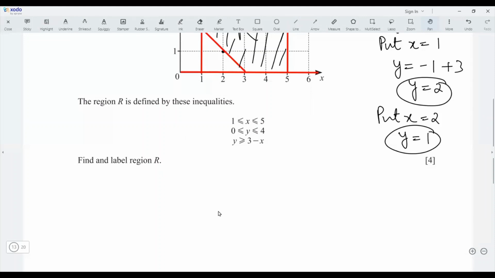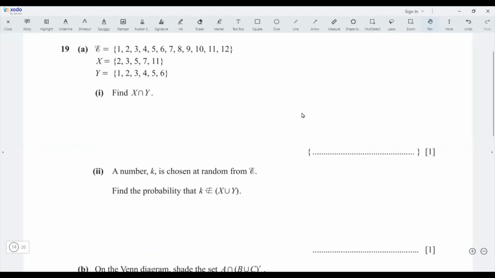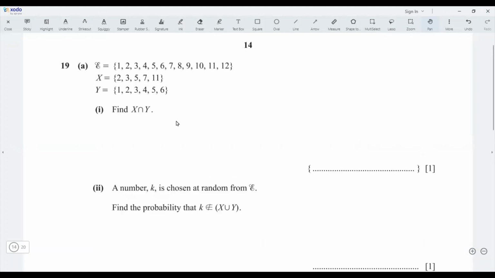So this is a 4 mark question. If you've done all the process correctly, all the lines have been plotted correctly and the region is defined correctly, you will have full marks out of it. The next question is basically related to sets.